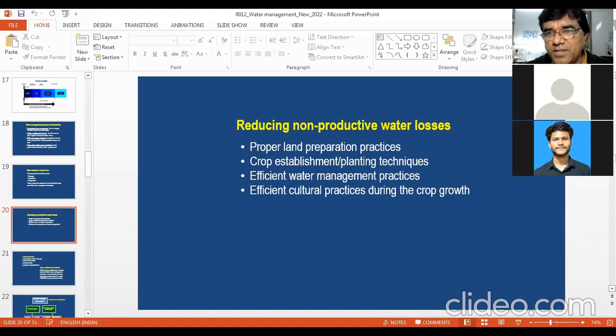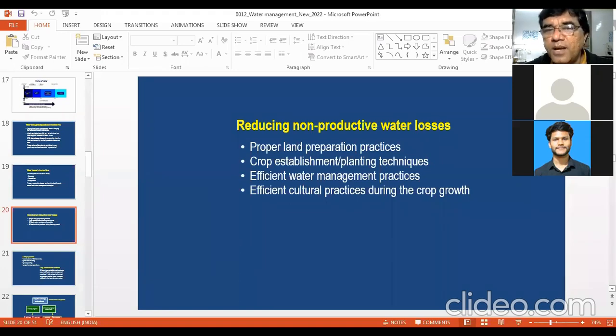Proper land preparation practices like your puddling or land leveling, they will help in reducing the non-productive water losses. Then comes the crop establishment or planting technique. If you remember, we also discussed strategies for saving water in rice. In those lectures, we discussed different crop establishment methods and planting techniques. And we have also discussed that there were certain crop establishment techniques that can reduce the water use or that can reduce the losses of water.